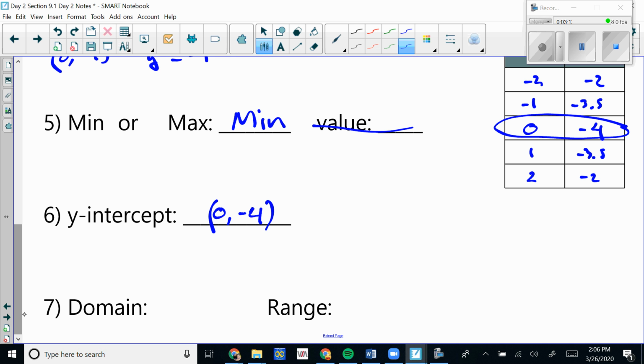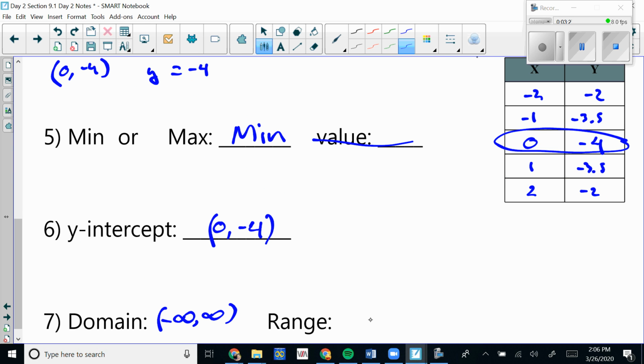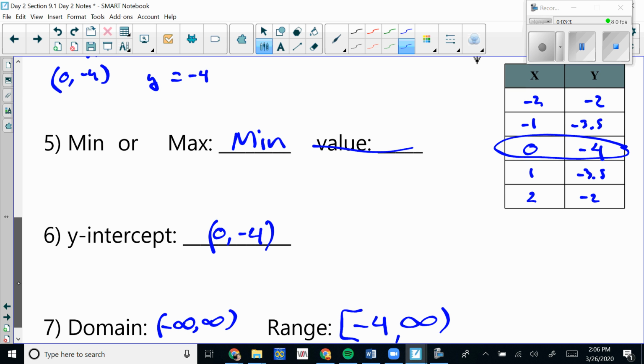And then the domain is going to be from -infinity to infinity. Those are the x values. The y values, again, the smallest y value is -4. Then it goes up to infinity. So it's going to be from -4 with a bracket to infinity with the parentheses. And there you have it.